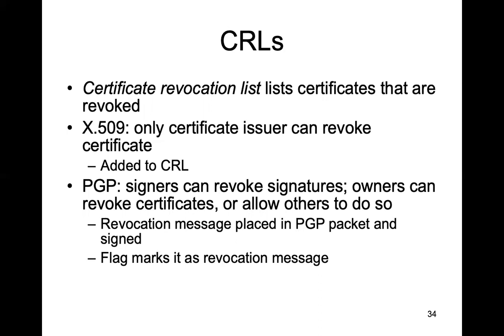Okay, PGP, which is another standard for public keys, follows a slightly different system than X509. Here, instead of just the certificate issuers being able to revoke the certificates, in fact, signers can revoke the signatures. Owners can revoke the certificates, and you can also allow others to do so. Both of these are public key infrastructures, but they vary slightly in their implementations, right? As you can see over here, PGP is Pretty Good Privacy. X509 is a standard for public key crypto.